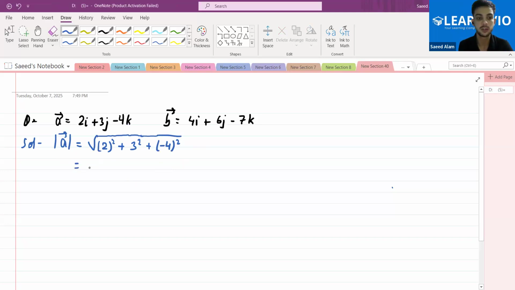So calculate it and tell me, both of you, what is the correct answer. What will come inside the under root? First of all, it will be 4, 9, and 16. Root 29. Yes, that will be under root of 29. Okay, so this is how we are finding the magnitude of A.